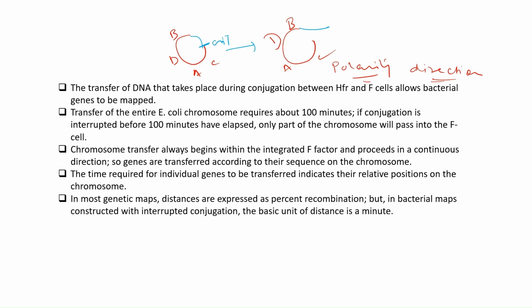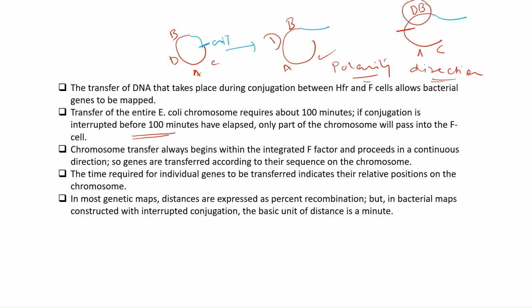Clear? Now one more thing here: suppose this is the chromosome and from here it is getting inserted into the recipient cell. Now suppose the B gene is present here and the D gene is present here, whereas A is present here, then C is present here. So here you can see it will take 100 minutes for the entire chromosome to get transferred from one cell to another cell. Suppose, for example, if we interrupt or stop the process of conjugation at 20 minutes, for example, I'm telling you, then after 20 minutes in the recipient cell we can only find genes B and D.